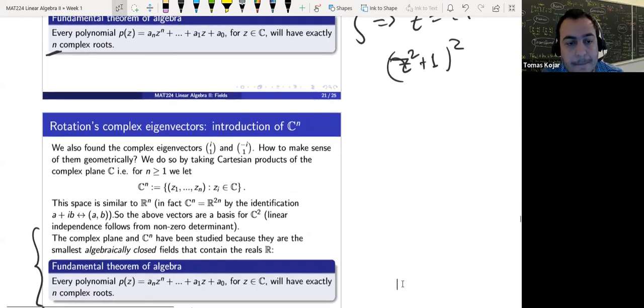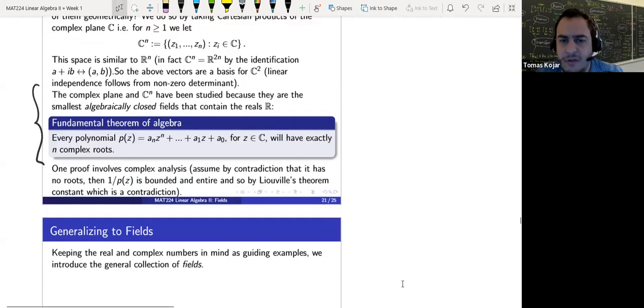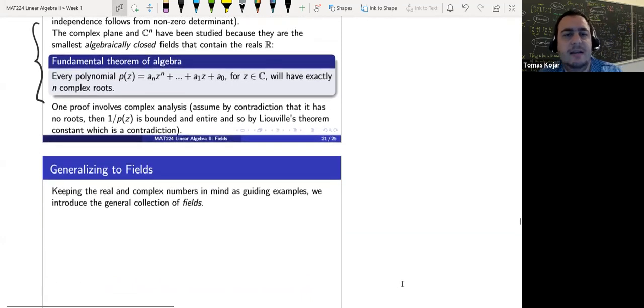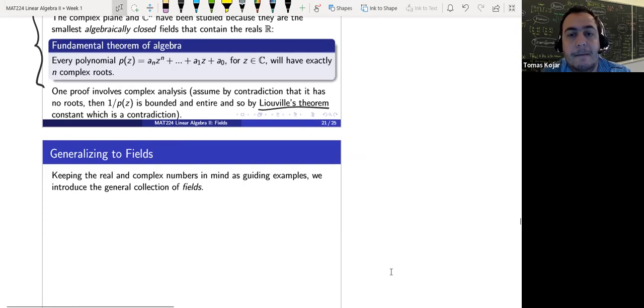Okay. If you're interested in the proof, it's a little bit involved, right? Because many of you have not taken complex analysis, but if you're interested, it goes by a thing called Liouville's theorem. So I will leave that to you. We can talk about it after. Okay. Any more questions about complex?